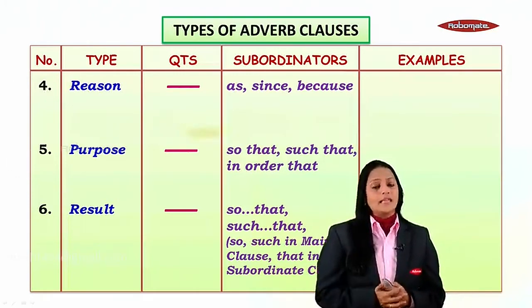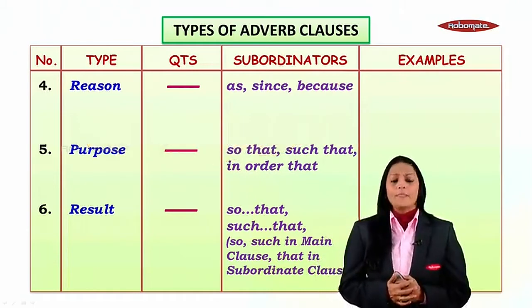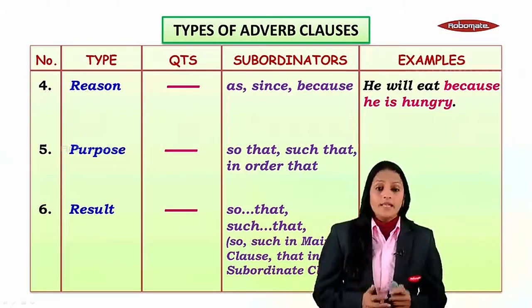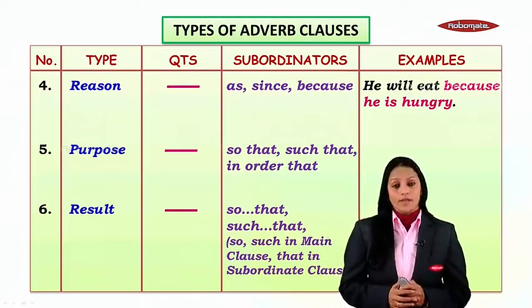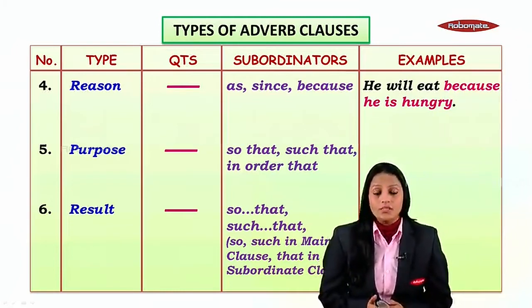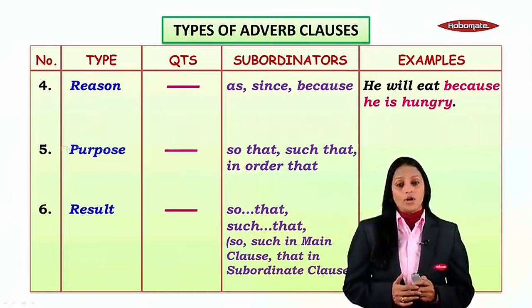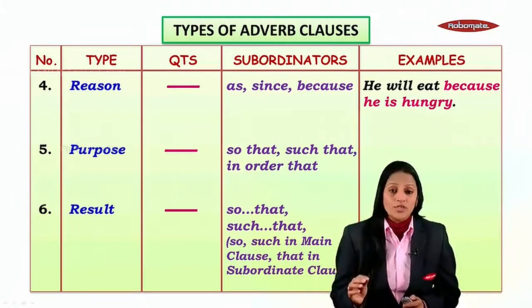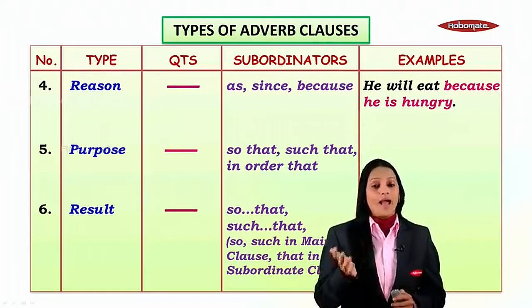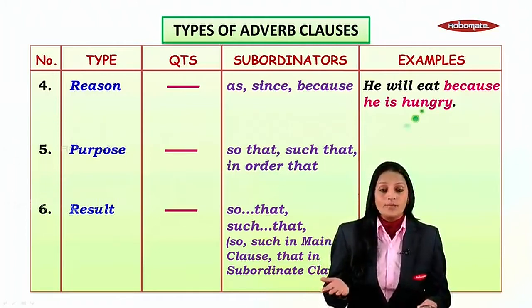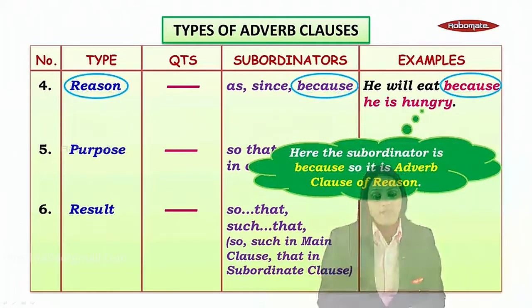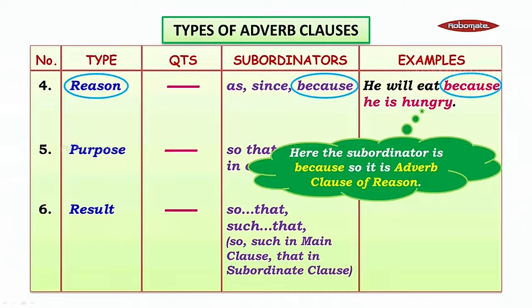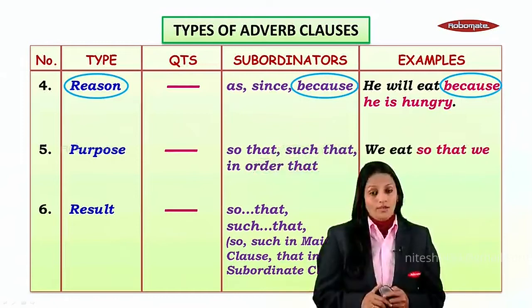Now let's take examples. Okay, the first one. He will eat because he is hungry. Now we know he will eat is the main clause, because he is hungry is the subordinate clause. Students, first you have to ask the questions: what, which, when, where, how. Here the questions will not help. So now we identify this with the help of subordinator. See here, the subordinator is because, and because is the subordinator for reason. Therefore, what is the answer? Adverb clause of reason.